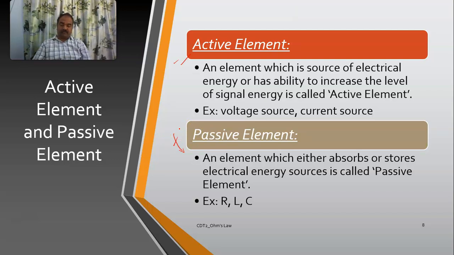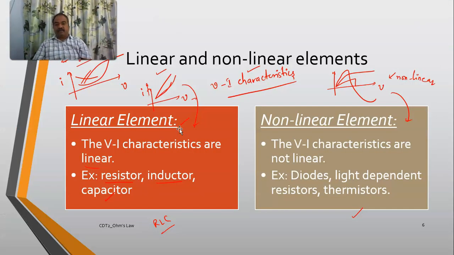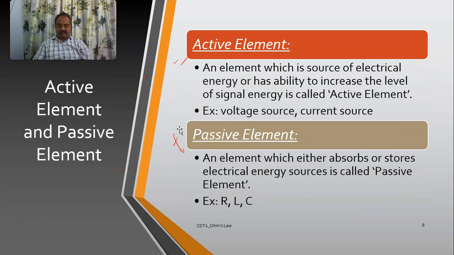I hope that you have understood the classification of elements, what unilateral and bilateral elements are, and what active and passive elements are. I started with linear and non-linear elements, then we moved on to unilateral and bilateral elements, and then we discussed active and passive elements. Now, in the next slide, we will discuss Ohm's law and its significance, and later on, we will try to solve problems based upon Ohm's law.